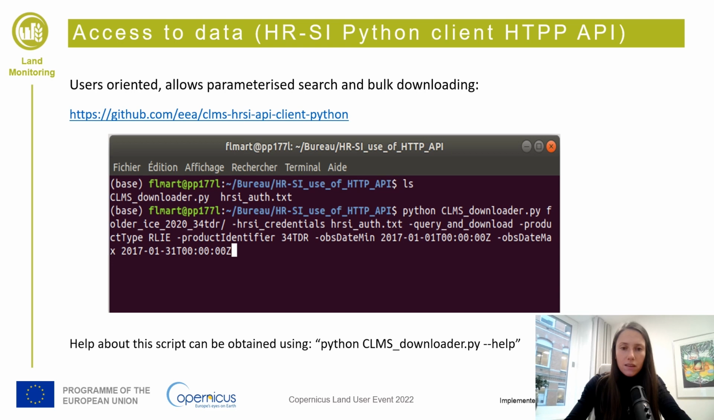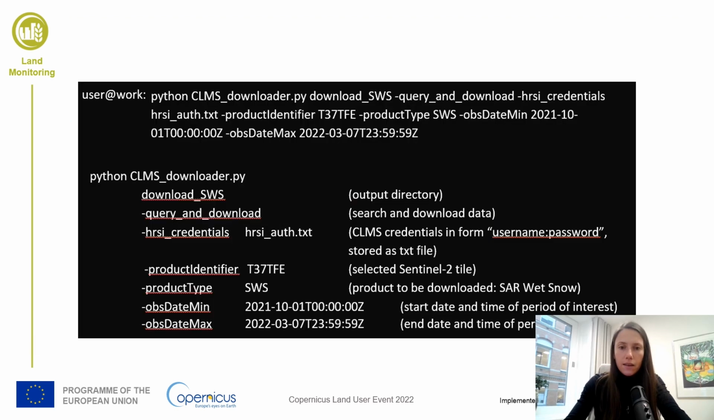The help for this script can be obtained by the command python clms_downloader.py --help. That command will give you all the parameters required for accessing high-resolution snow and ice data, with explanations. So as you can see, you need to provide an output directory, for instance, your CLMS credentials stored in a TXT file, or the product to be downloaded. Here we query for the SAR wet snow product.